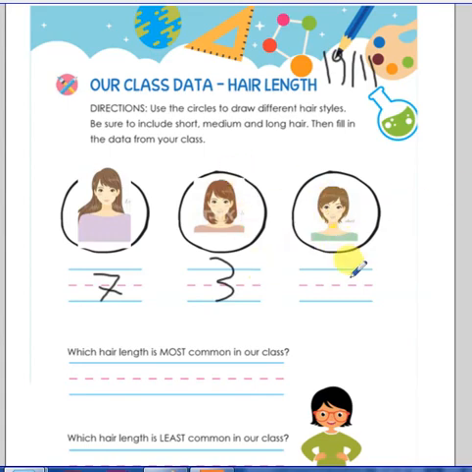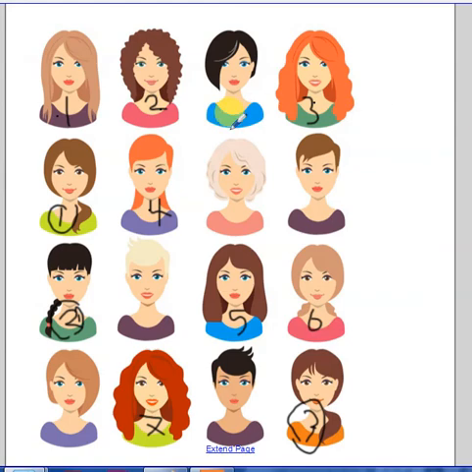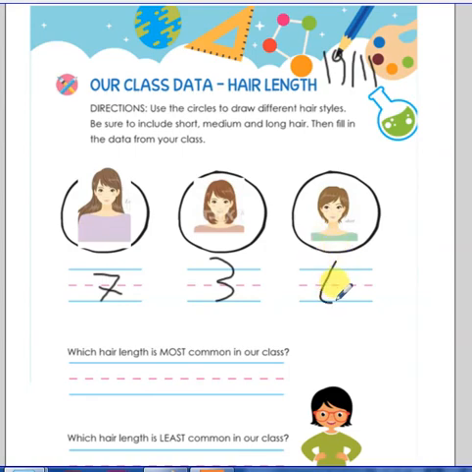How many girls have short hair? 1, 2, 3, 4, 5, 6. Okay, so we write here 6. So we have 7 girls have long hair, and 3 girls have medium hair, and 6 girls have what?